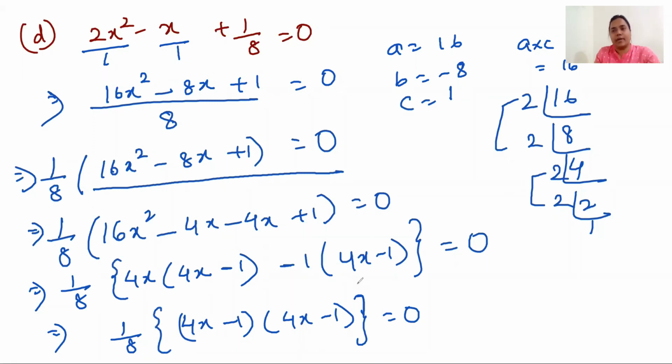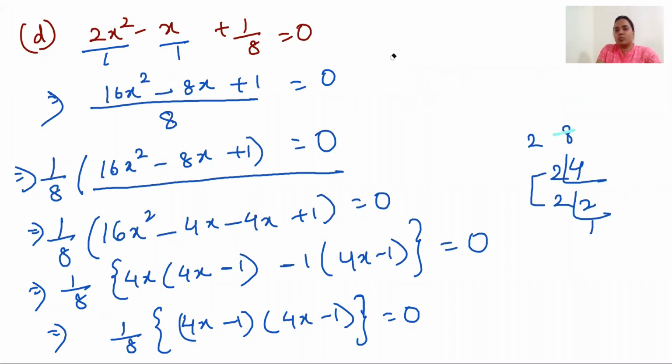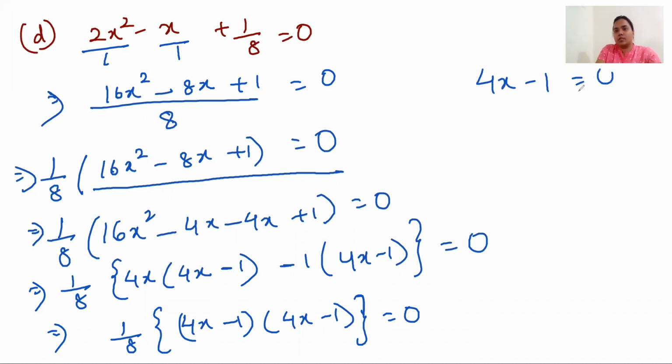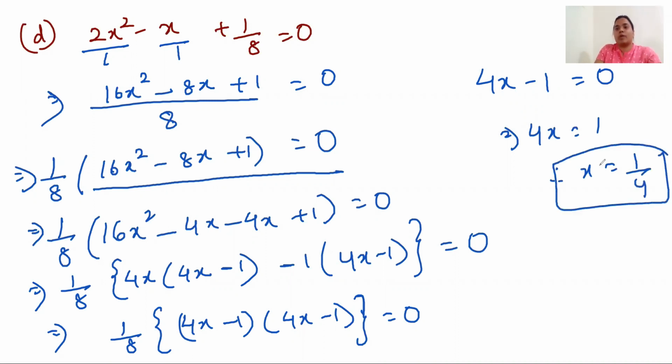So 1 by 8 is already a constant that cannot be equal to 0. So 4x minus 1 only will be equal to 0. We can do once only because both the numbers are same. In this we have 4x minus 1 is equal to 0, implies that 4x is 1. Therefore, x is equal to 1 by 4. So in this question, actually we have both the roots equal. We have that type of equations also in which we get both the roots equal. So in this, it has two values, both are equal to 1 by 4 only.